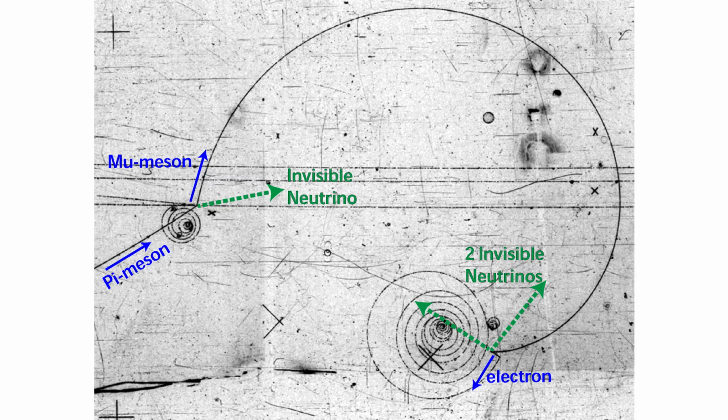You start with a single particle, the mu meson, you end up with one visible particle, the electron, and that one visible particle doesn't have a fixed energy. It had a range of energies just like the electron from beta decay. And that meant that it had to be a three-body decay. So when the mu meson decayed, it didn't just emit one invisible particle, it had to emit two or more.